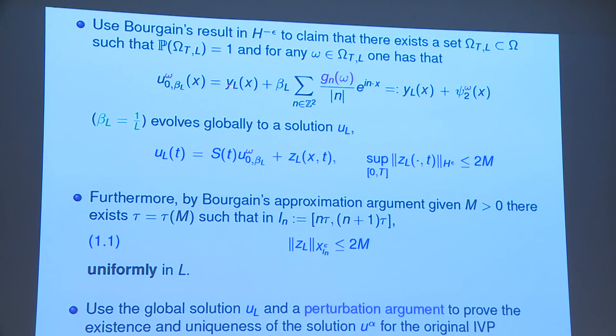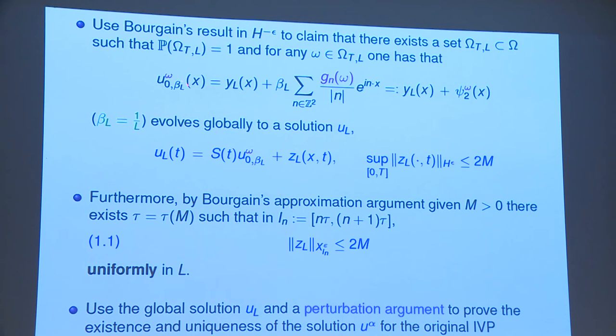The Gibbs measure sees this with probability 0, and this is in the support of the measure. Beta L is just 1 over L. So this is in the support of Bourgain's measure, and you can add anything smooth to that because this is not seen by the measure. So this is still in the support of the measure. And so this is one of the elements for which Bourgain can continue globally. Okay, so write that as your Y_L plus another psi 2.